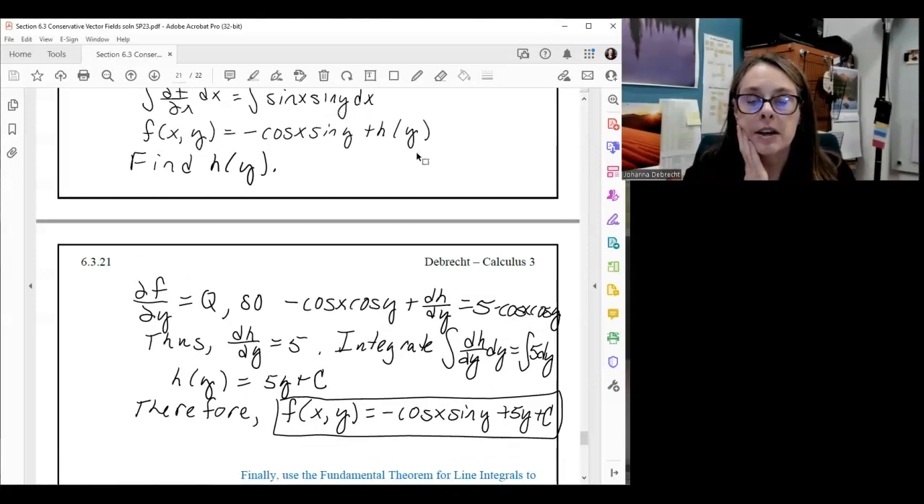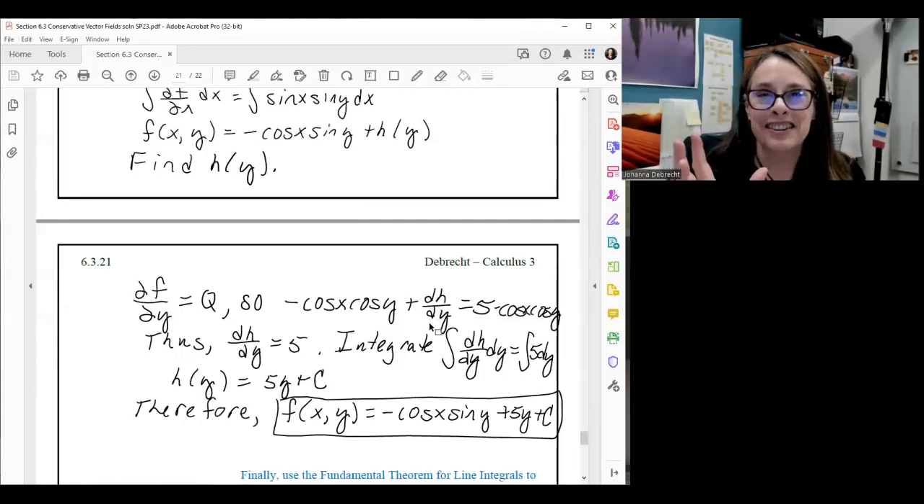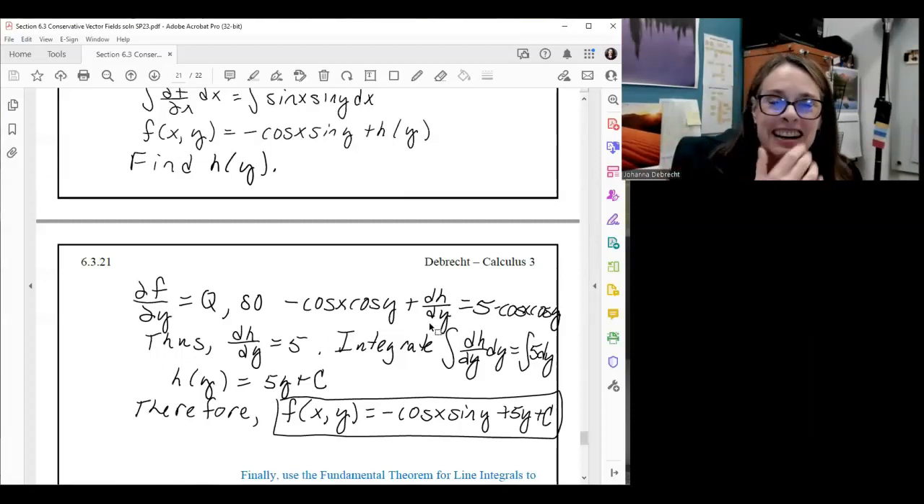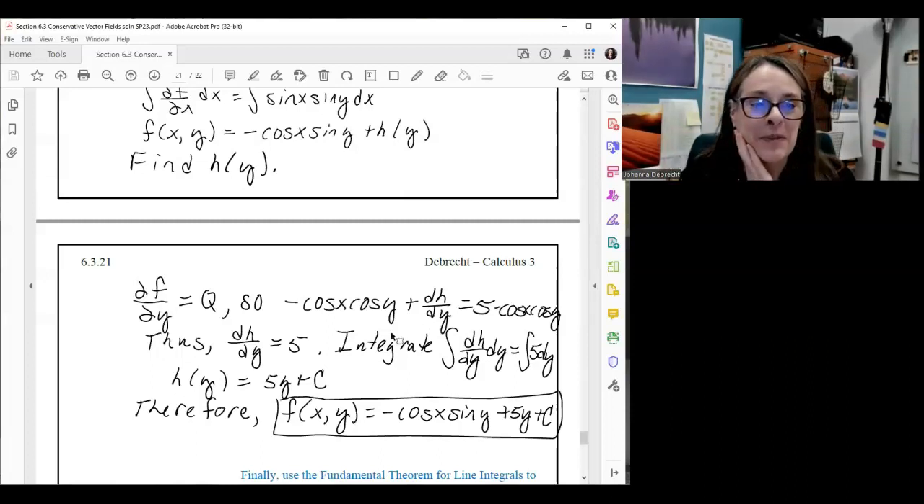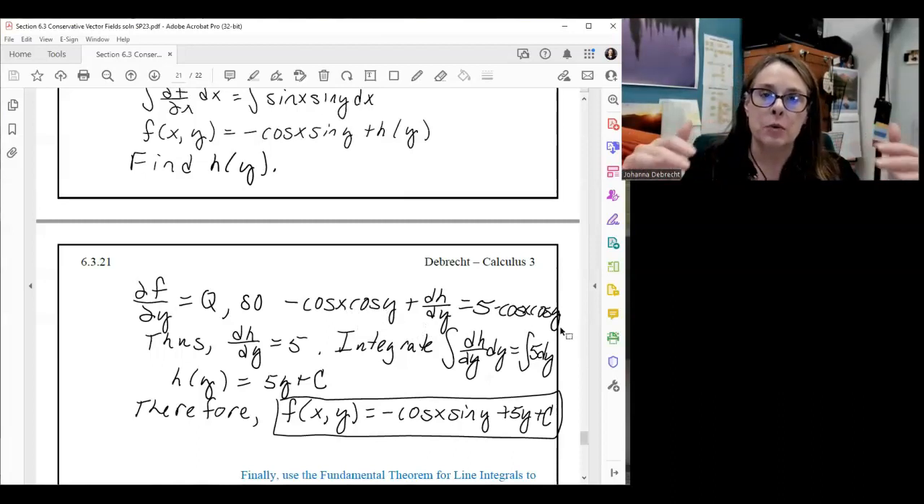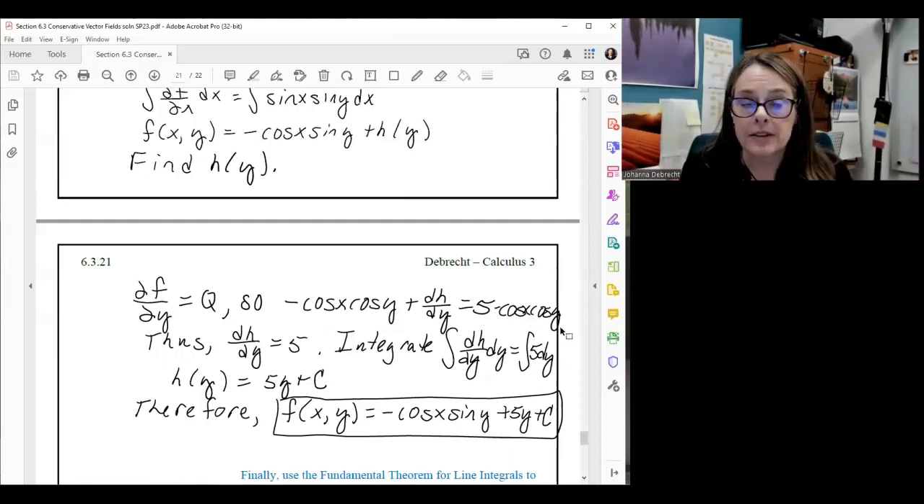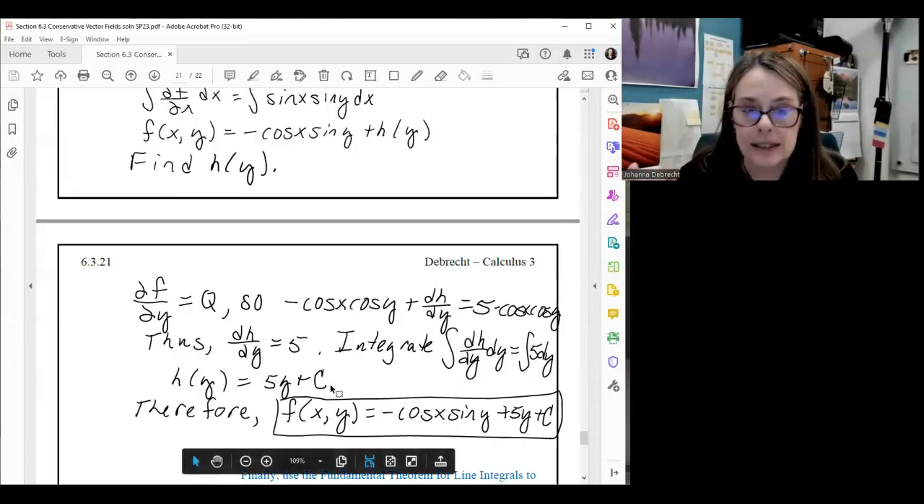Notice that when you take the derivative of h of y, it's only a function of y. So it's actually the true derivative, not a partial, or the straightforward derivative, the first derivative of h with respect to y. So these terms right here, the negative cosine x cosine y's, if you add them to each side, they cancel each other out, and we get dh dy equals 5. Now, if dh dy equals 5, I can integrate both sides with respect to y, and that will give me the integral of 5 dy, which is 5y plus some constant.